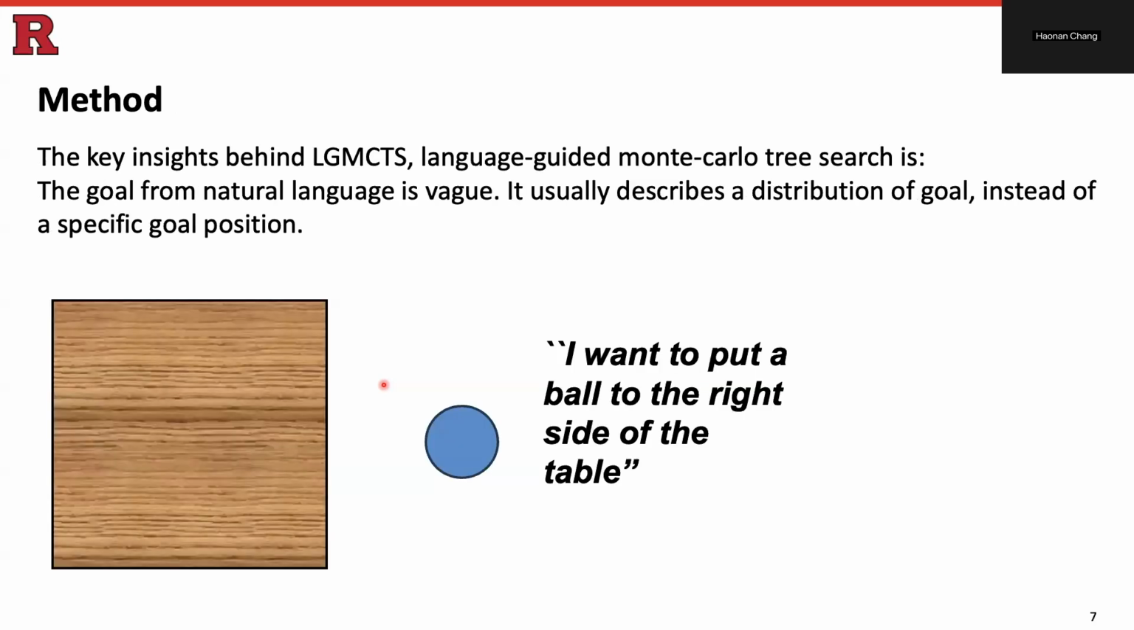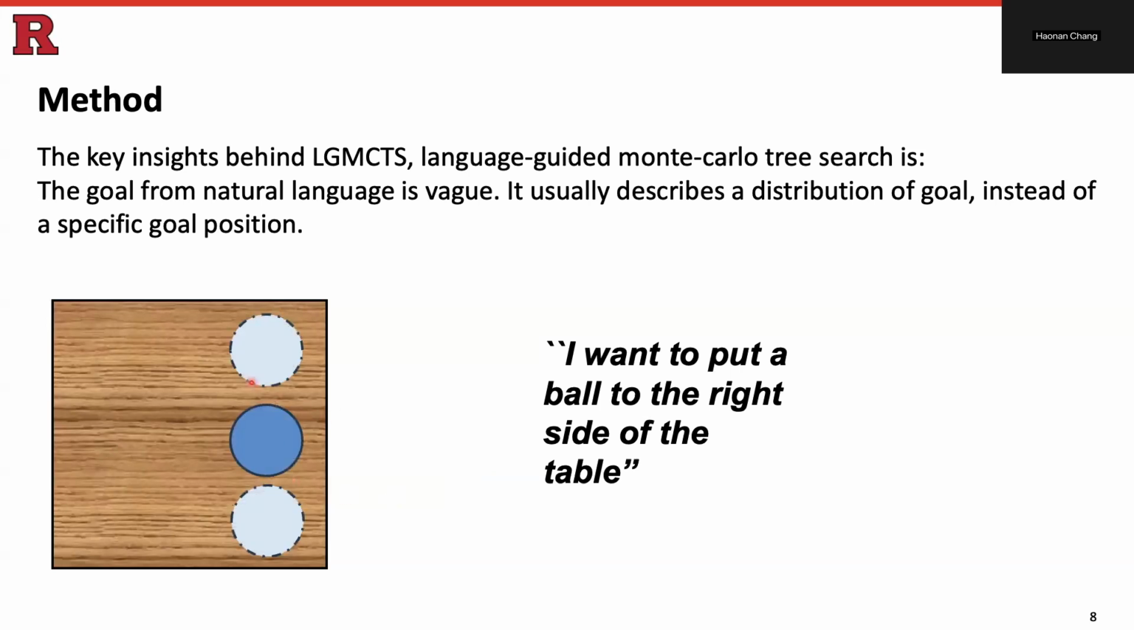So let's talk about our method, LGMCTS. The key insight behind LGMCTS, language-guided Monte-Carlo tree search, is that the goal from natural language is vague. So it usually describes a distribution of a goal instead of a specific goal position. Think about the case where I say, I want to put a ball to the right side of the table. When I'm talking about this, I'm not talking about a specific pose.